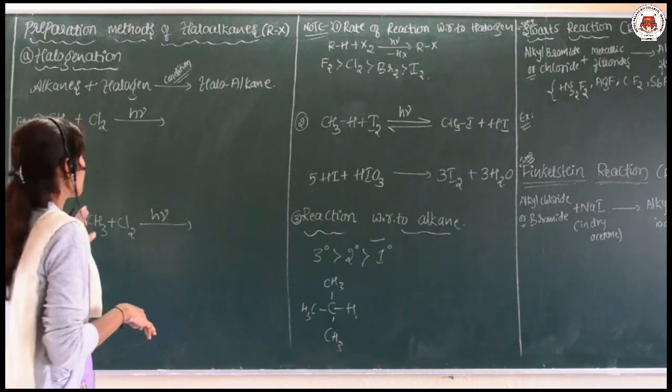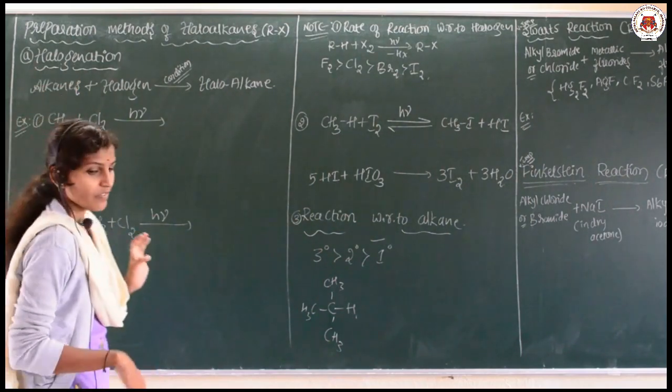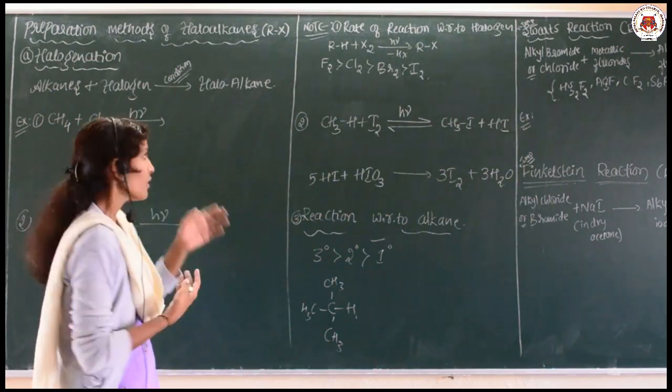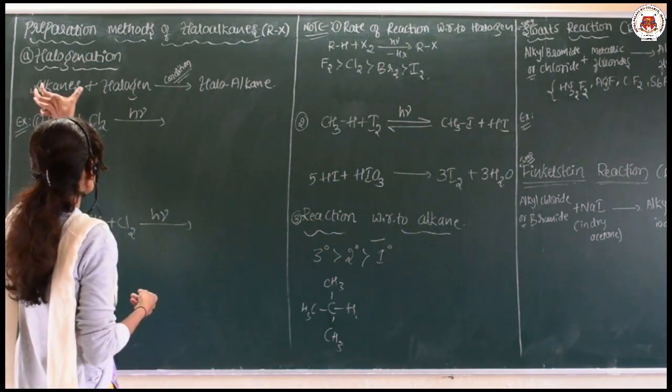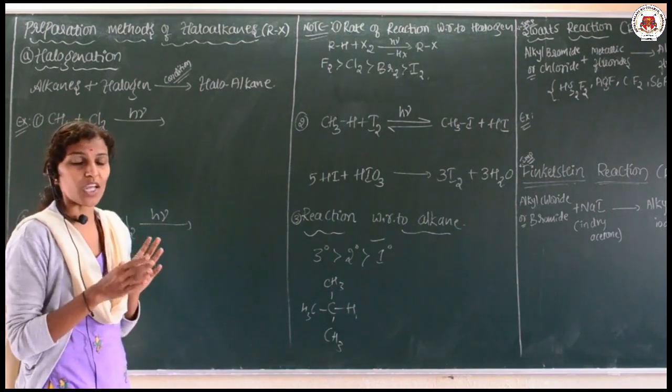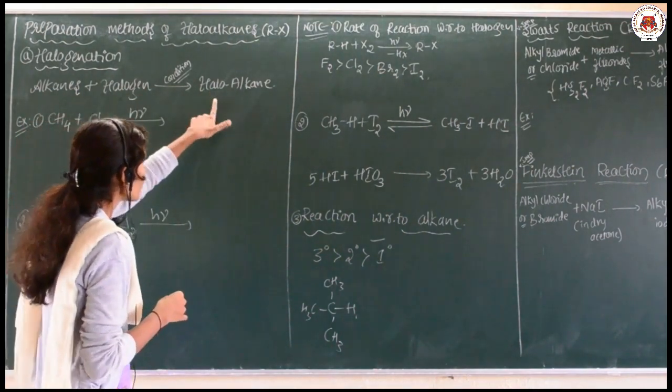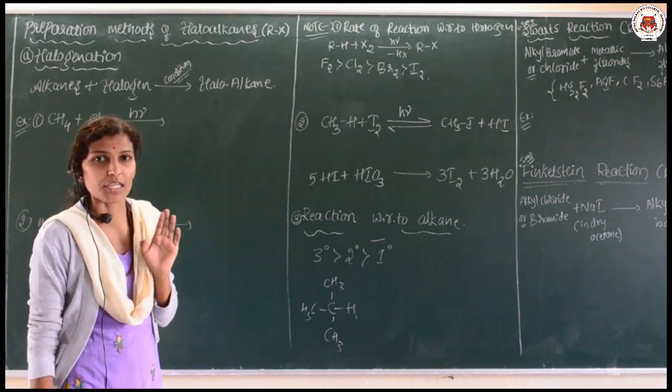So let's start. See here, the first method is halogenation. Halogenation means the addition of the halogen. Here the reactant will be alkane. We are taking the alkane and we are adding the halogen in order to form the haloalkane.